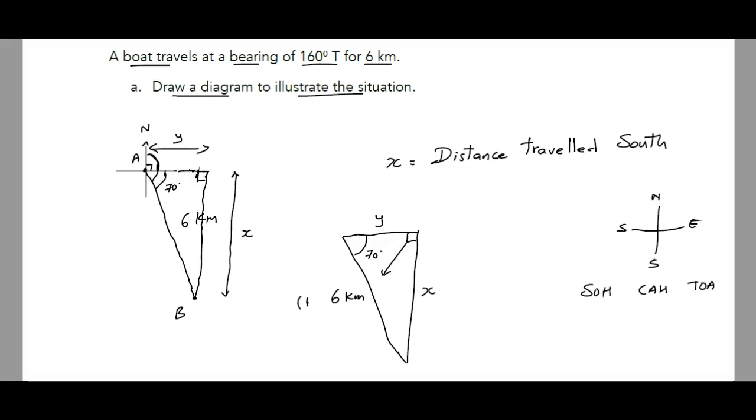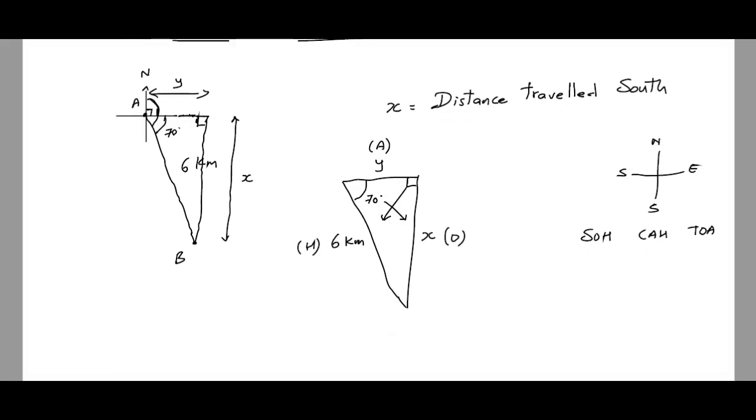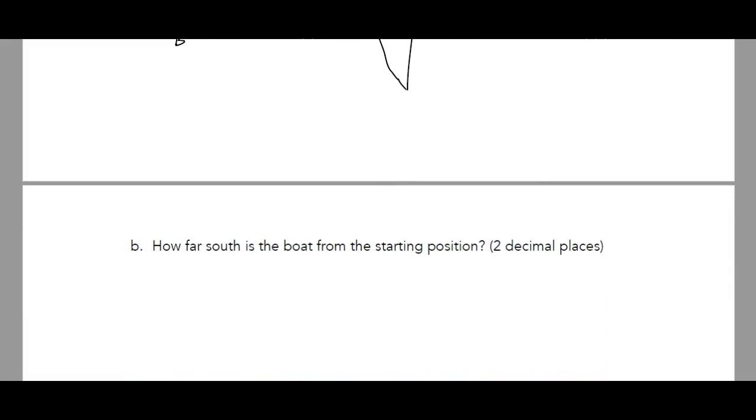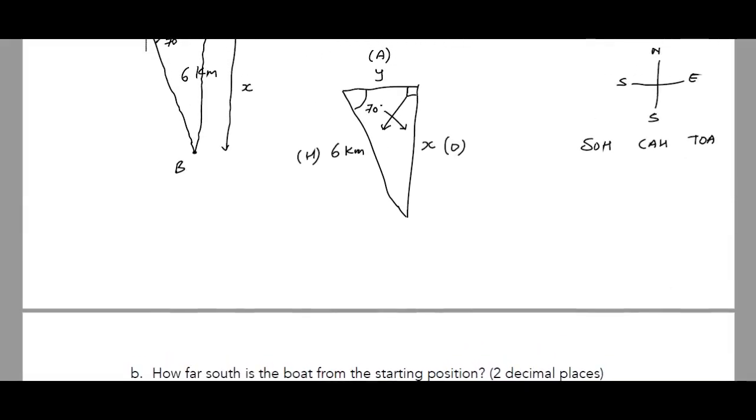which makes 6 kilometers the hypotenuse. 70 degrees is the given angle, which makes x the opposite side and y my adjacent side. So, in part A of the question, we're trying to find how far south is the boat. Which means we're trying to find the value for x. So the ratio for x is my opposite side and 6 kilometers my hypotenuse.